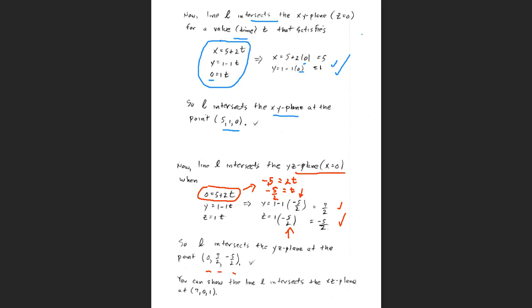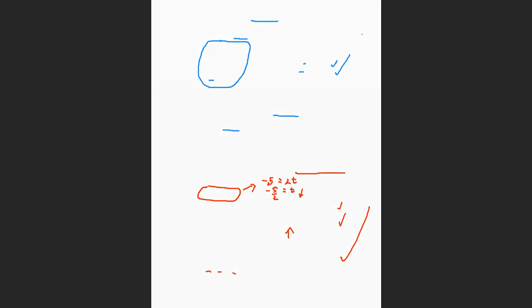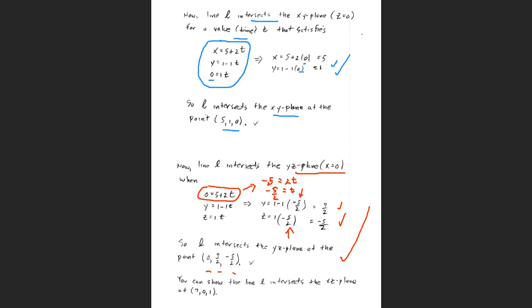Are there any questions on this? Okay. Well, then the very last one, I didn't work through for you, but you can show that the line L intersects the XZ plane at the point 7, 0, 1. Okay, I'll let you show that.